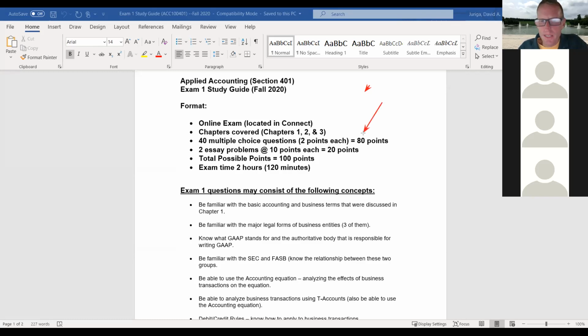Notice 80%, it's a 100-point test, 40 questions, 2 points each. There's your 80. And then the 2 problems, I'll just tell everybody specifically, it's on the stuff we're really doing in chapter 3, which is comprehensive, which is the T accounts, the debits and credits. And then of course you have a problem on just preparing the income statement, the equity statement, and the balance sheet.